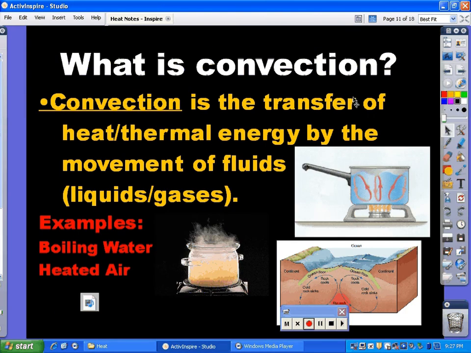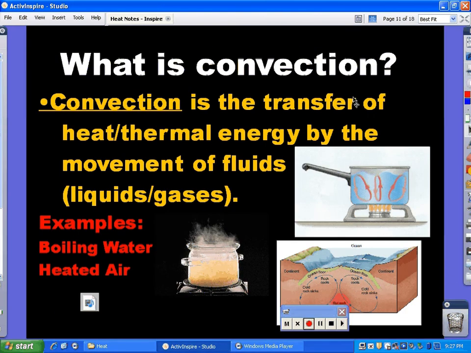So we have convection. Convection is the transfer of heat, thermal energy, by movement of fluids. This is kind of confusing because everybody assumes that fluids are water or liquids, and that's not necessarily the case. Most certainly gases. That's how your air conditioner works in your house. Hot air rises, cold air sinks, and it follows this little circular pattern. It's not exactly a circle, but it's in this general motion.